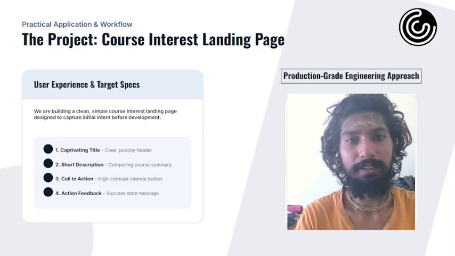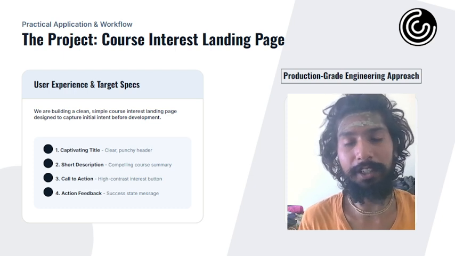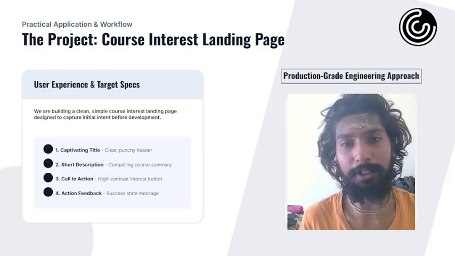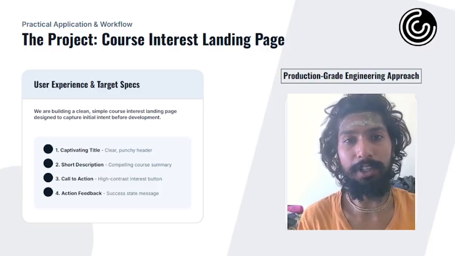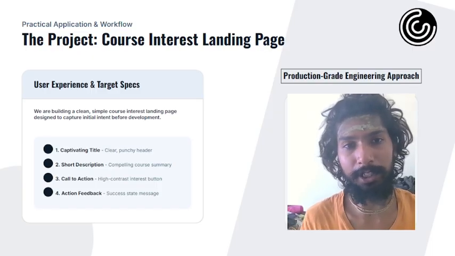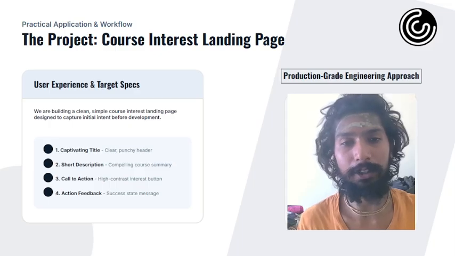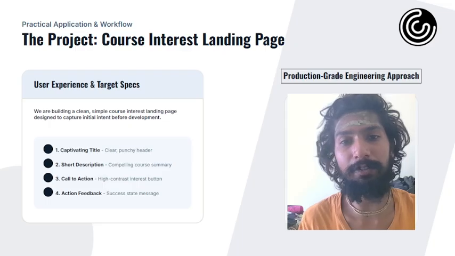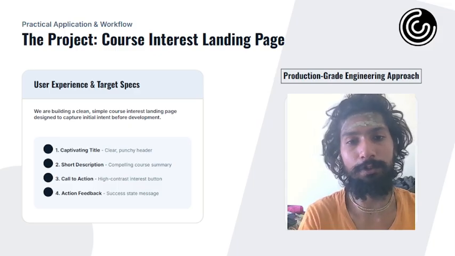Let us take a very simple idea. Suppose we are launching the 30-day real engineering program and we want a small landing page where students can see the program name and click a button to show interest. So the idea is build a simple course interest landing page, and the page should have a title, a short description, a button, a message after clicking the button. This is a tiny feature, but we will treat it like a real team feature. We will not just write code and forget it. We will follow the full workflow.